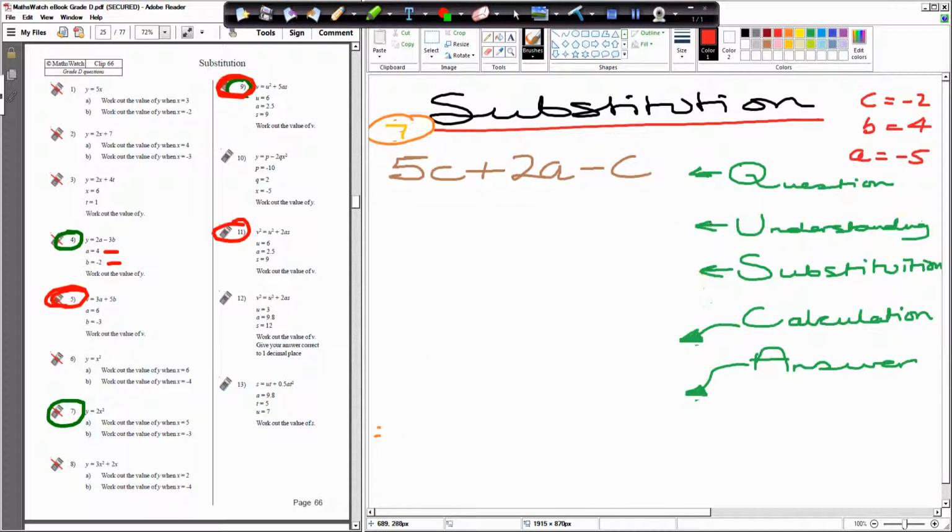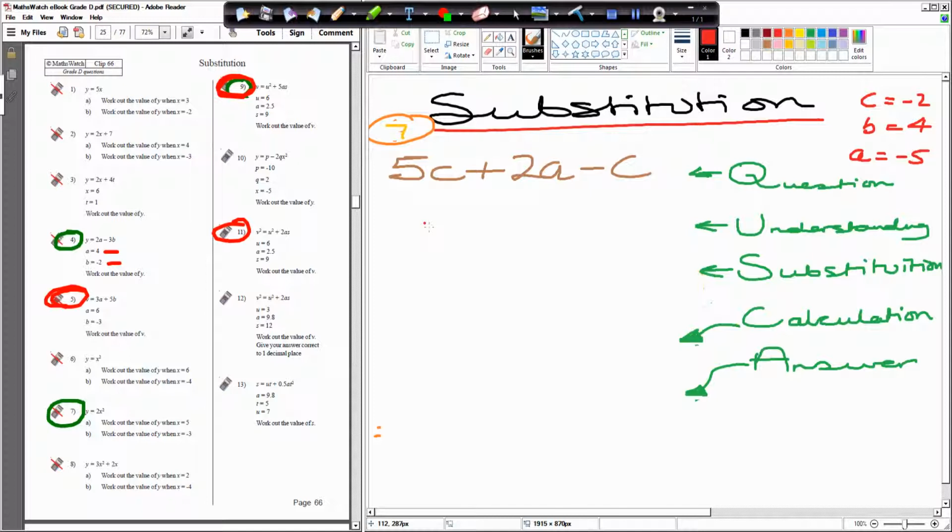Okay, folks, welcome back to this question. We're looking at 5c plus 2a minus c using the QUSCA technique. And it's a technique that I've developed myself. So we have the value of a is minus 5, b is 4, and c is minus 2. Now, we've written down the question. Now we need to put down the understanding.